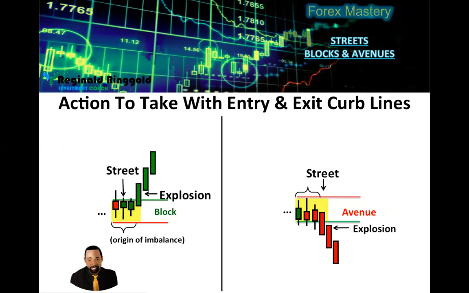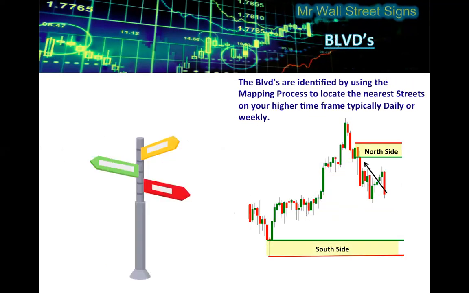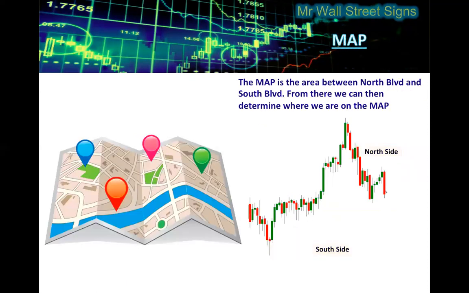I'm moving on. Okay, let's back up one more time. So boulevards are weekly time frame or daily time frame. I'm looking at current price here and I'm moving on up to identify my north side and my south side, right? When I look at that chart, I want to see where I am relative to my pivots and my avenue and my block, okay?